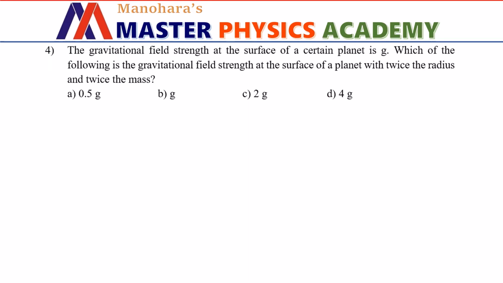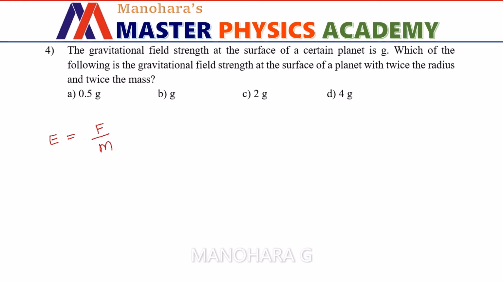The gravitational field strength at the surface of a certain planet is g. Which of the following is the gravitational field strength at the surface of a planet with twice the radius and twice the mass? So basically the definition of gravitational field at the surface of any planet is given by the force experienced by some mass placed on the planet's surface divided by the mass.